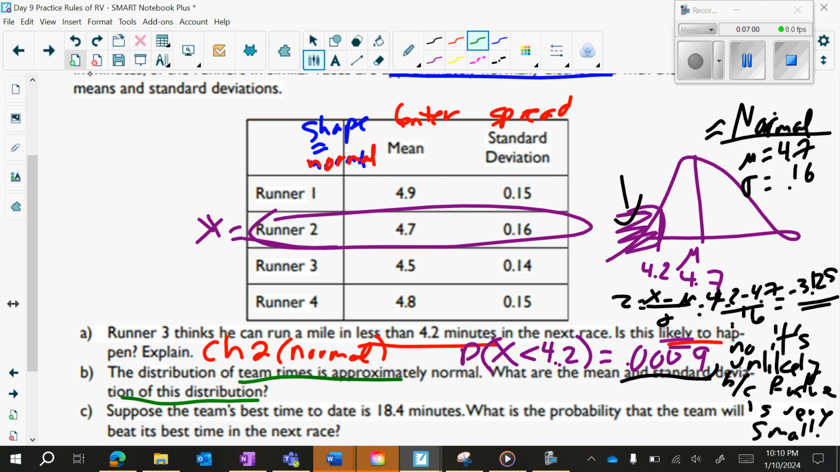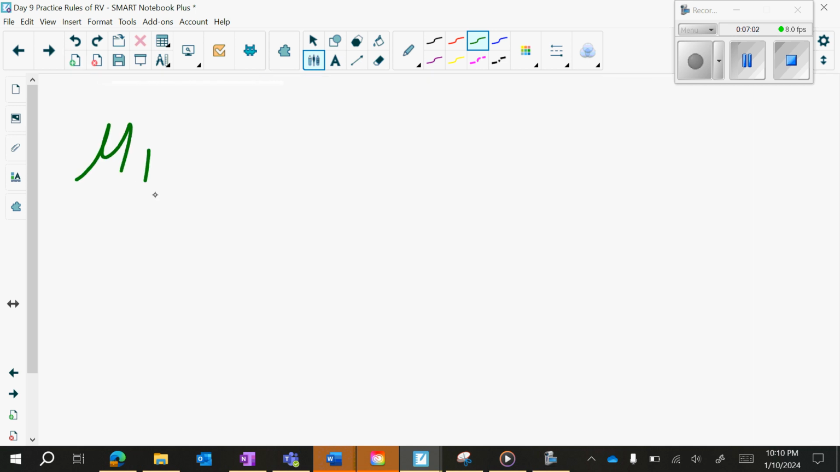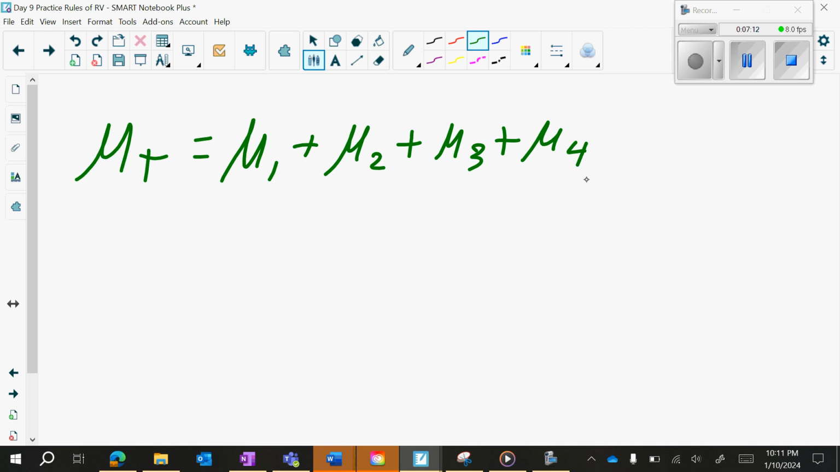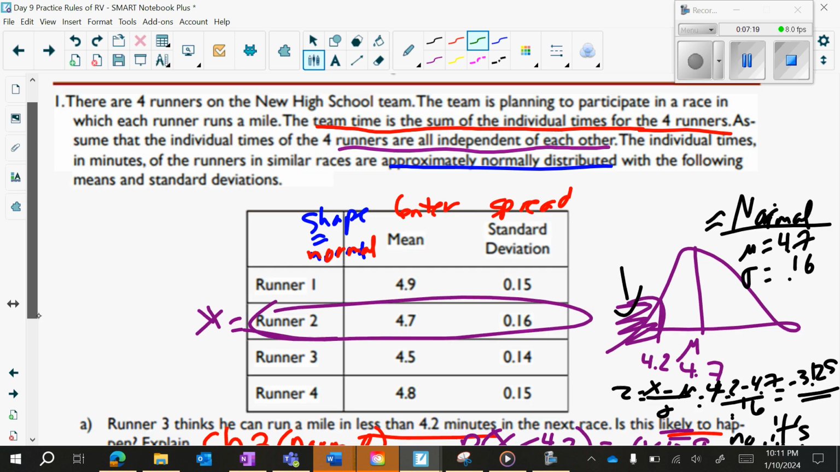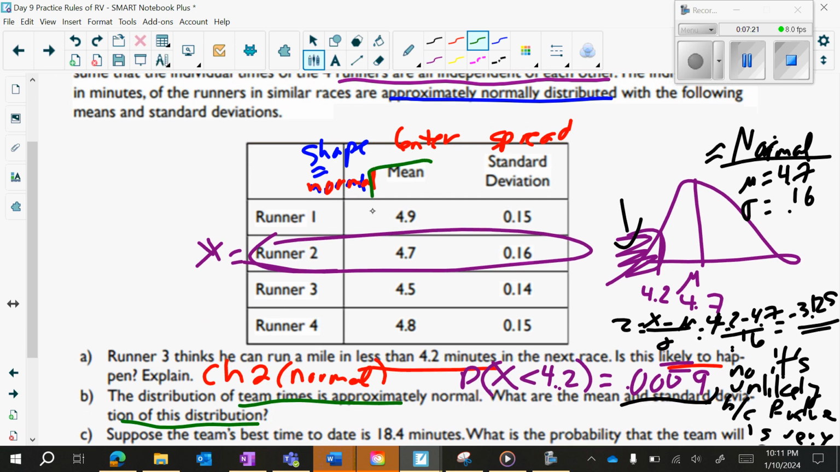So let's go to the next page for this. We're going to write mu of T, meaning mu of team. We're going to do the mean of runner 1 plus the mean of runner 2 plus the mean of runner 3 plus the mean of runner 4. Are we allowed to add up the means? And the answer is yes, you are, because you're allowed to add means together. You can just add these 4 up and you'll get the mean of the team times. So do that now and tell me what you get.